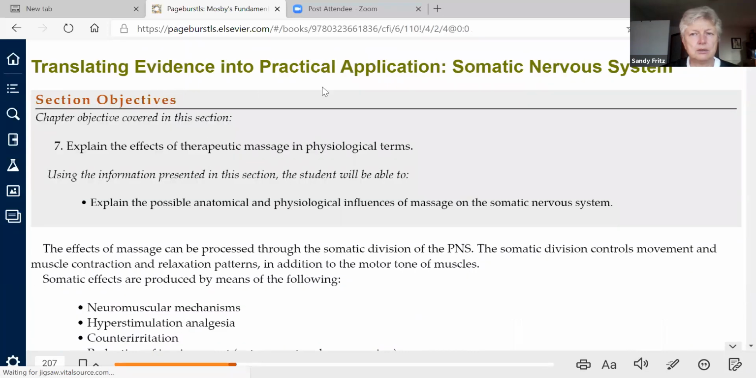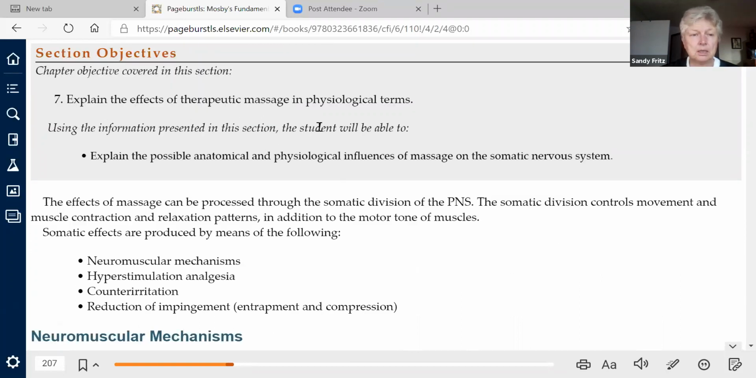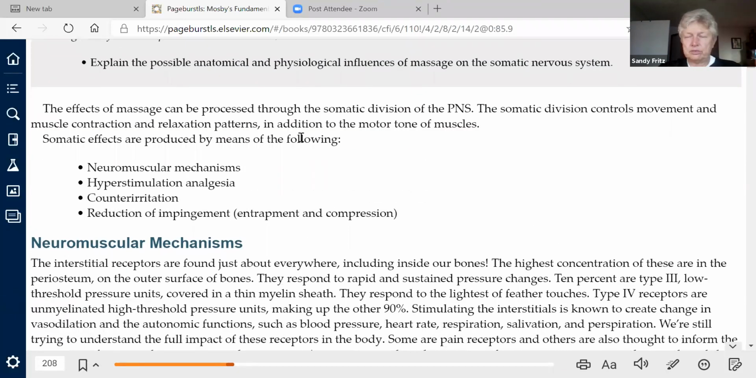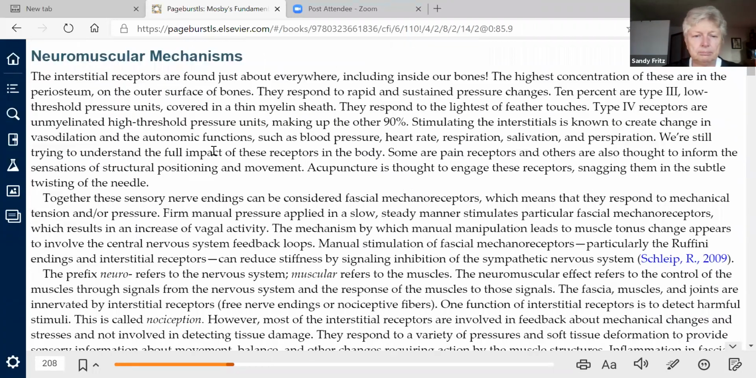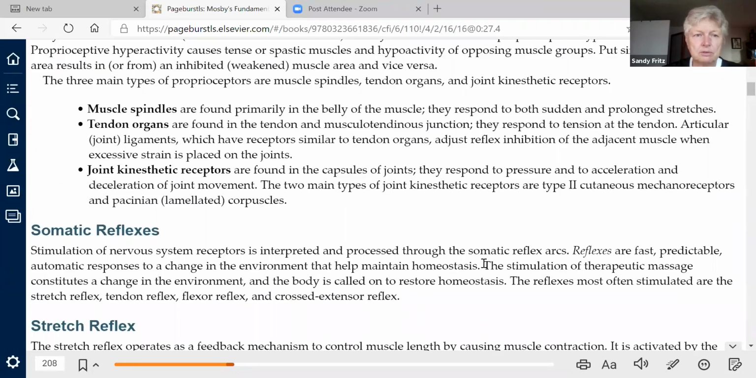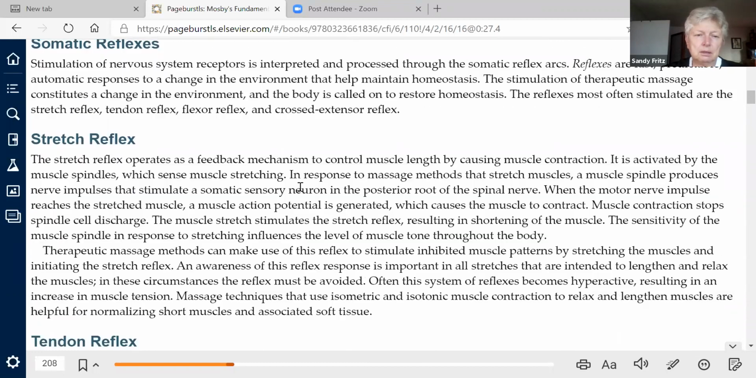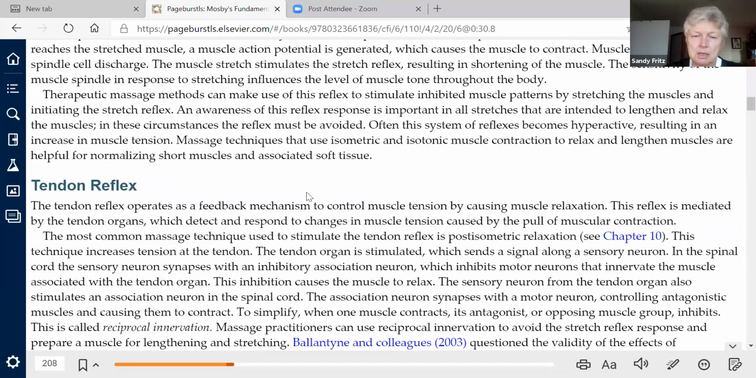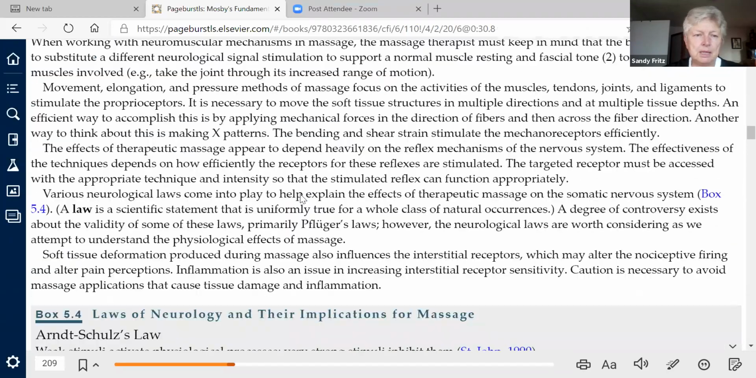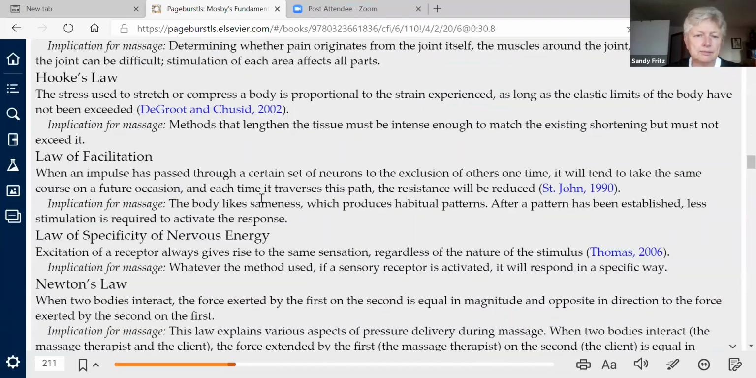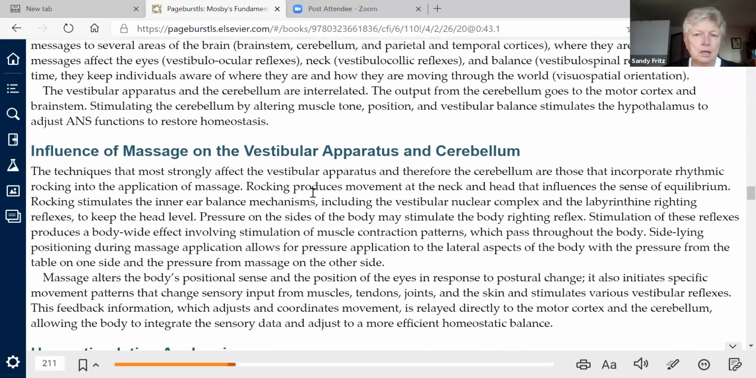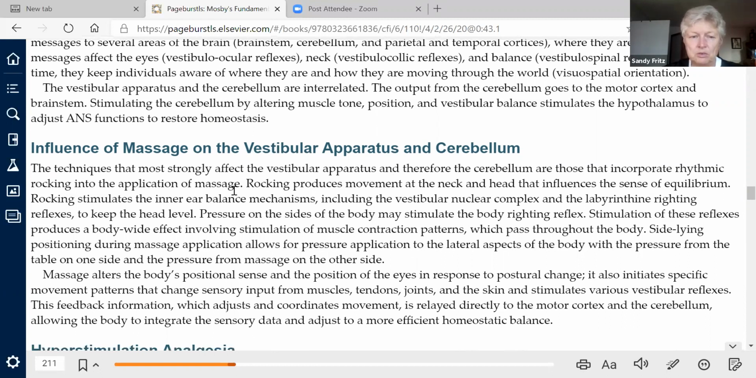And here's our somatic. This is our movement, our skin, our muscles, how massage may communicate here and what that might mean. The vestibular is our internal balance mechanisms and our innate built-in movement.